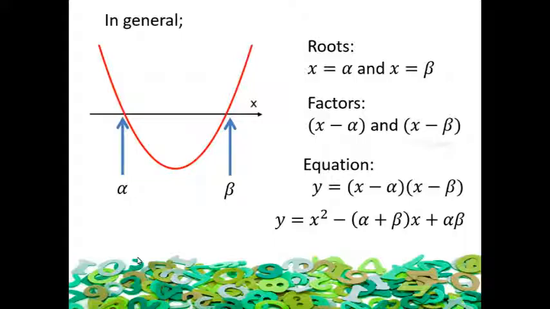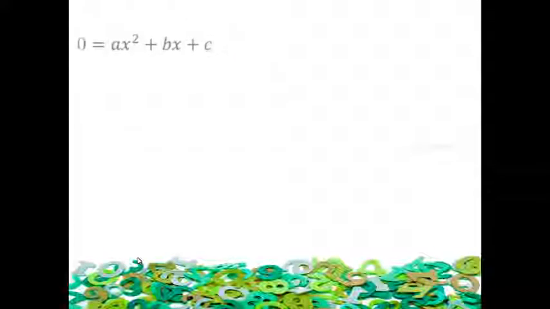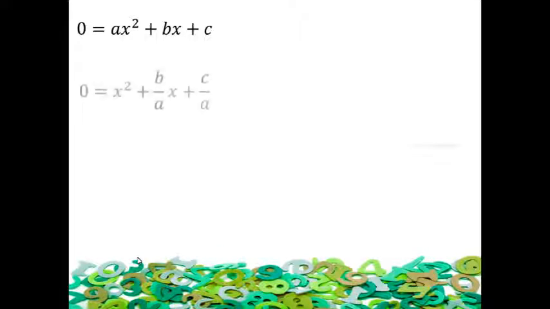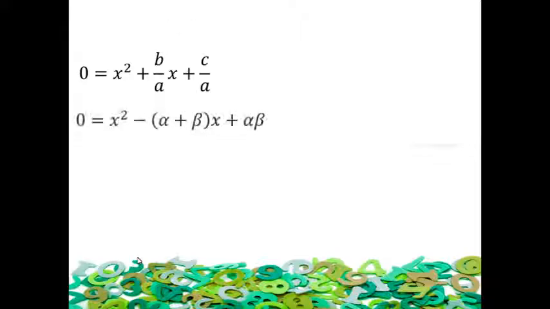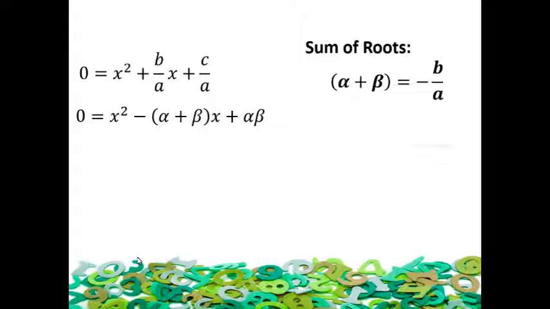Okay, we're going to look at our quadratic in the form ax squared plus bx plus c. If we rearrange that to get the coefficient of x squared as 1, we can then equate that with our previous equation. And what we can now see is that the sum of the roots, alpha plus beta, would be the negative of the coefficient of x over the coefficient of x squared, and the product of the roots, alpha times beta, would be c, the constant, divided by the coefficient of x squared.